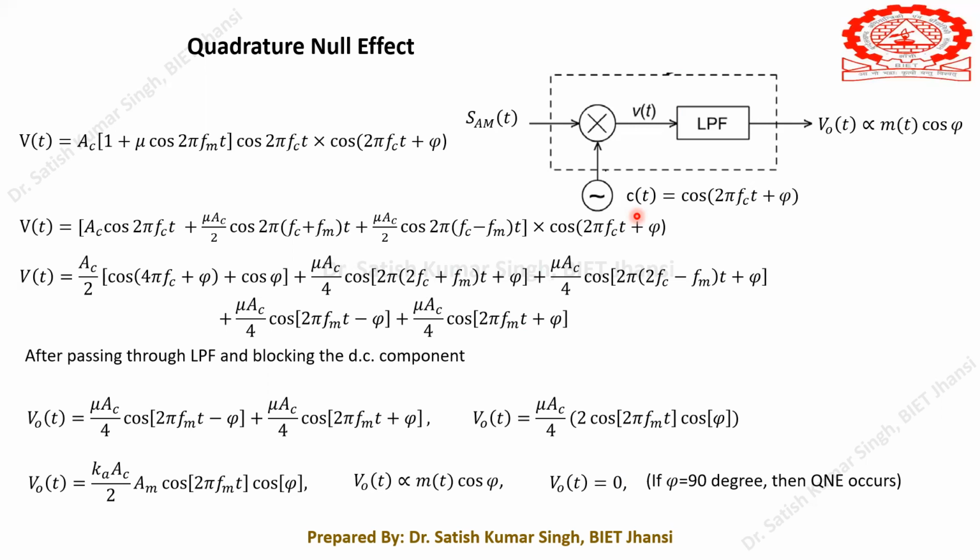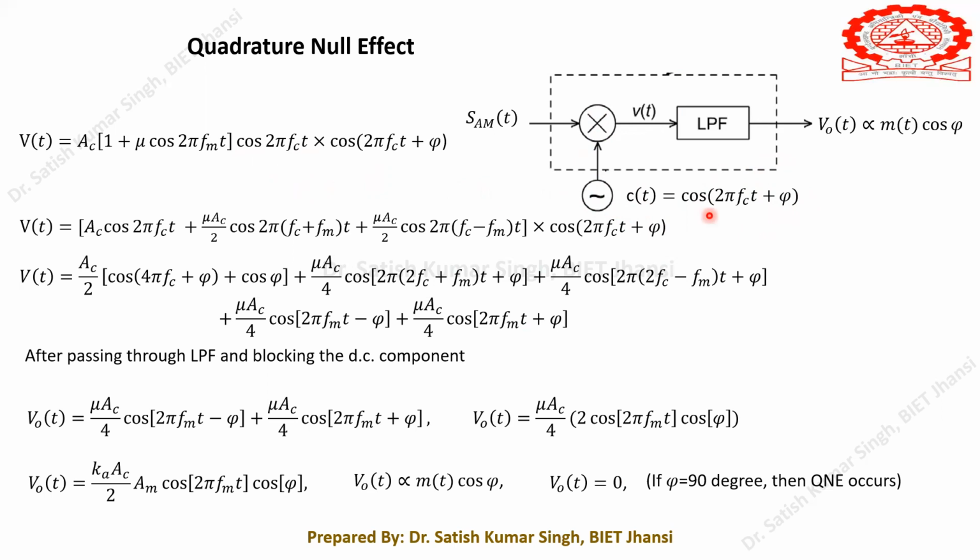Now let us suppose the carrier that we are using for the demodulation purpose does not have the same phase as we used for our modulation. At the modulation end we have used cos 2 pi fct, and now let us suppose at the demodulation end, instead of cos 2 pi fct we have a certain phase shift of phi. If we introduce any phase shift in the carrier, what is the effect that we have to look at?